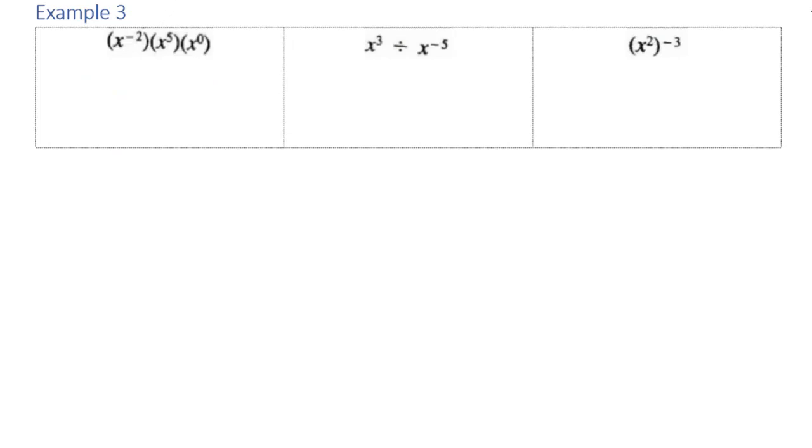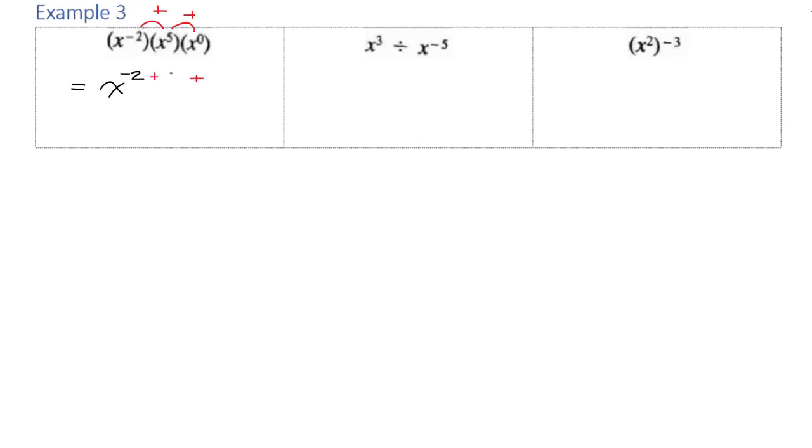These are all algebra. We can't do anything with the bases, but notice how these all have the same base. They're all x. So what can I do? I'm multiplying so I can add the exponents. Add, right? So I'll write it out here. I have negative 2 plus 5 plus 0.